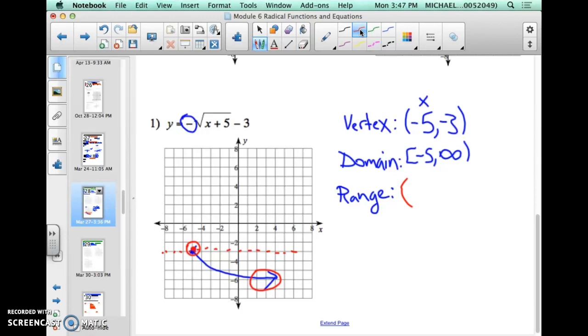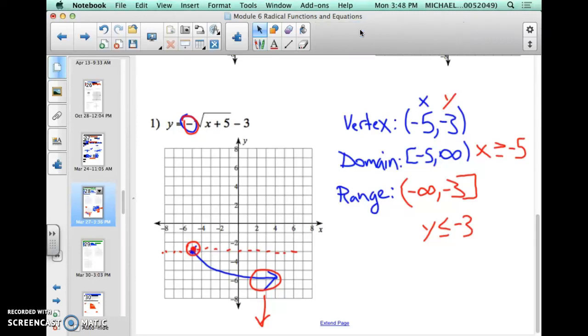And this goes right forever, but it also goes down forever. And the down forever is the y value. So it goes from negative infinity to the y value of my vertex, negative 3. And please bracket the negative 3. All right. So this could also be written as y is less than or equal to negative 3. This could be written as x is greater than or equal to negative 5. So just keep in mind when you're working with functions that are negative, they flip across the x-axis and it changes the range. All right.